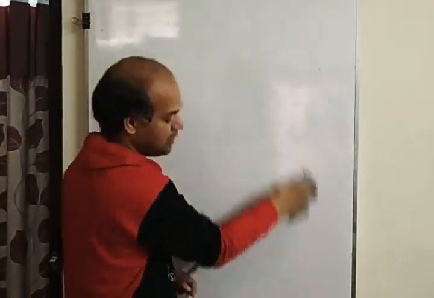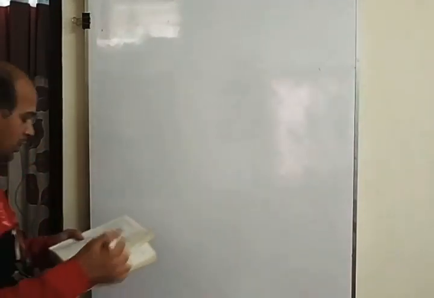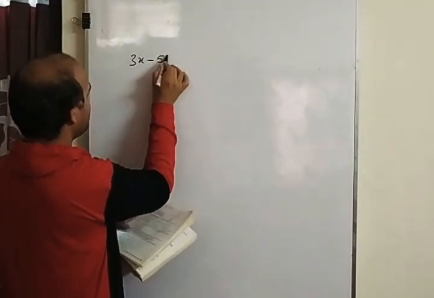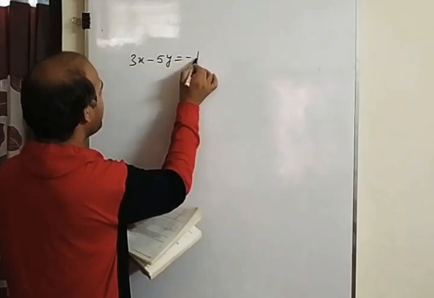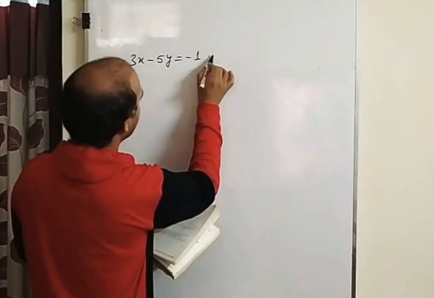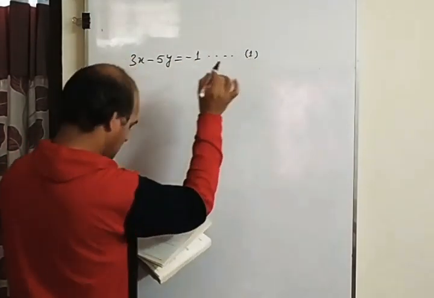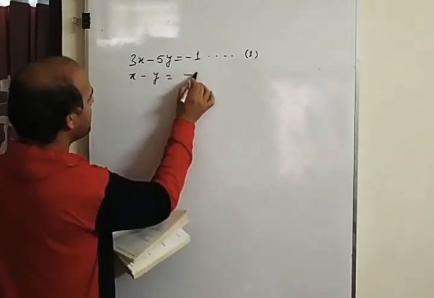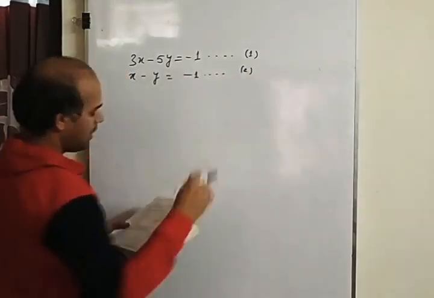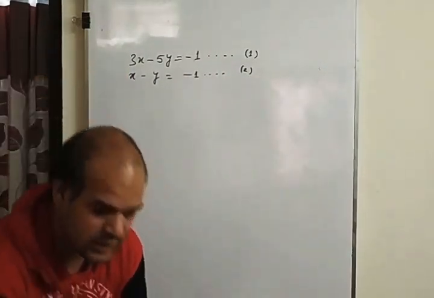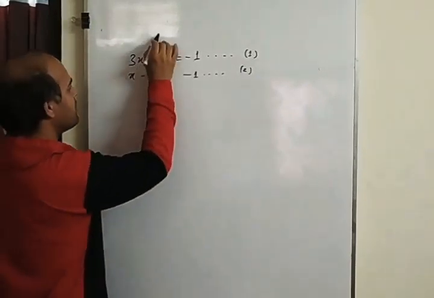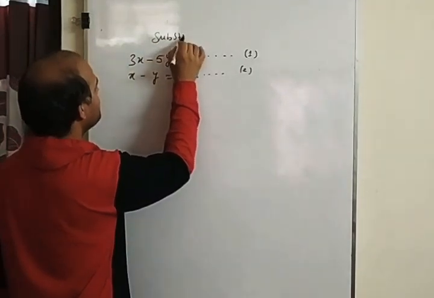The substitution method. So I'm writing the equations. For example, the first equation is 3x minus 5y equals minus 1, and the second equation is x minus y equals minus 1. Look at the board and try to understand. It's a very easy method. It is called the algebraic method, and this algebraic method is the substitution method.